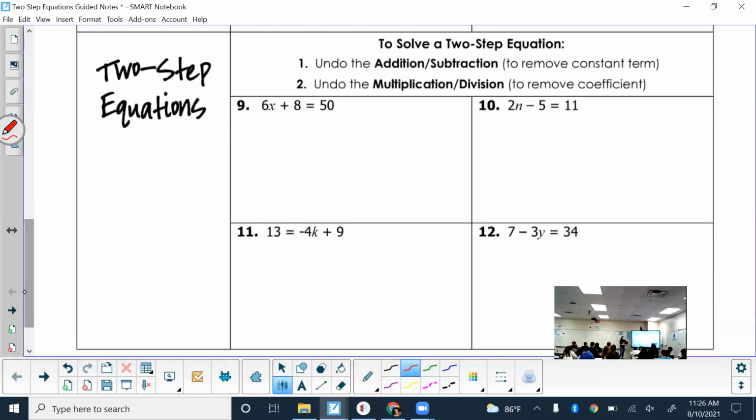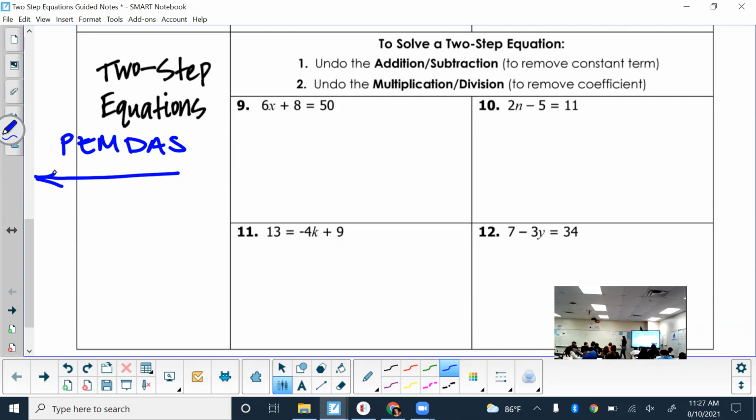So there's a couple things that I tell my students to help them figure out what to get rid of first. The first thing I tell them is to imagine that we are doing order of operations just in reverse. All right, we are doing order of operations in reverse. So we're getting rid of any adding or subtraction first, then getting rid of any multiplication or division, just like these steps say right here.